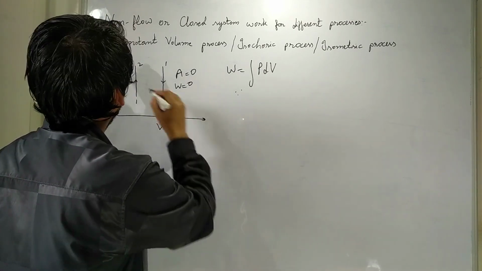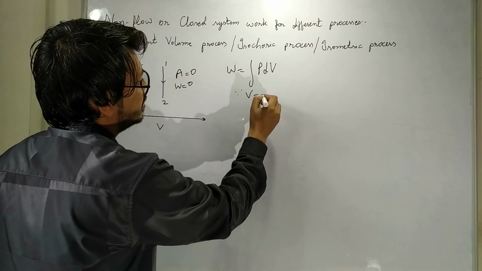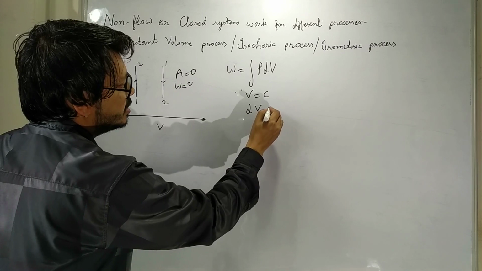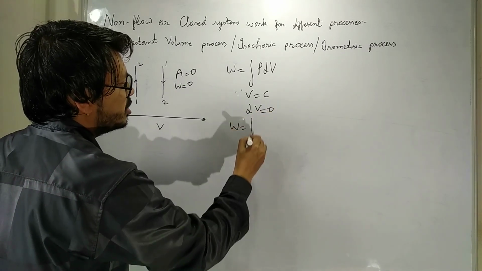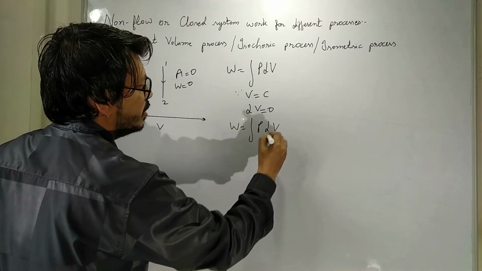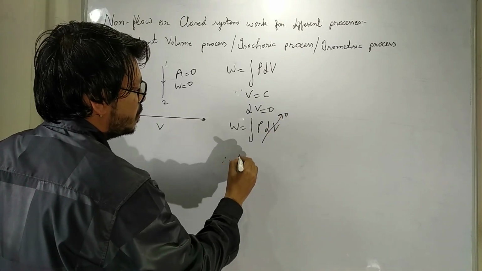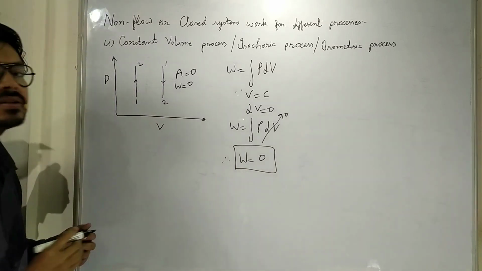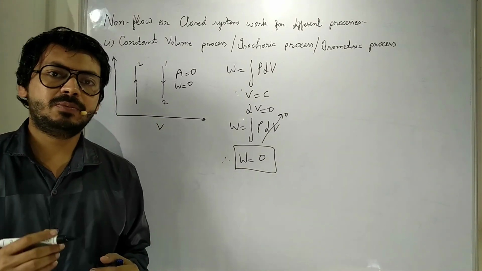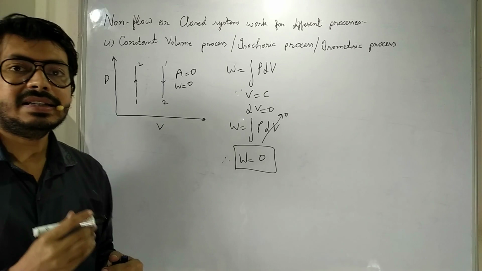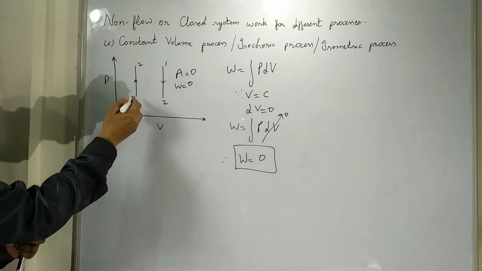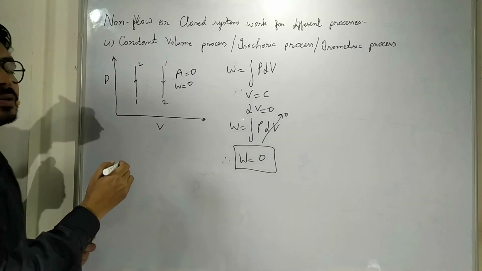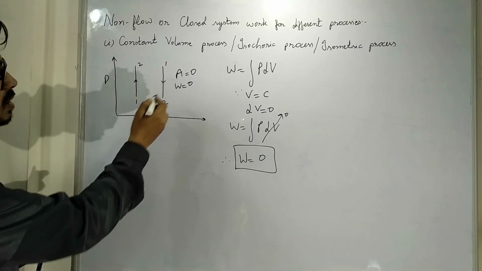Since here volume is constant, the change in volume will be 0, that is dV is 0. So W is equal to integration of P dV, in which dV is 0, therefore work done is equal to 0. So for constant volume process or isochoric process or isometric process, work done is 0. It is clear from the graph, the area under the curve is 0, and we know that the area under the curve on PV diagram on V axis is equal to the work done by closed system, so work done is 0.